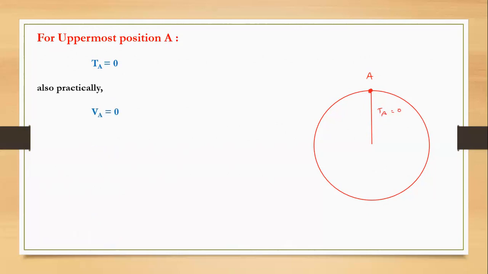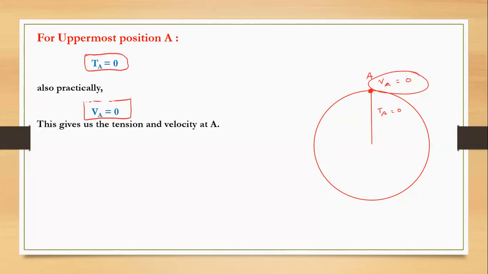Also practically, when we are revolving the rod with such a mass, at the topmost point we can consider the speed to be 0 also. We consider 0 speed because it's a rod and it is highly rigid. So here we can consider tension 0 and velocity 0.